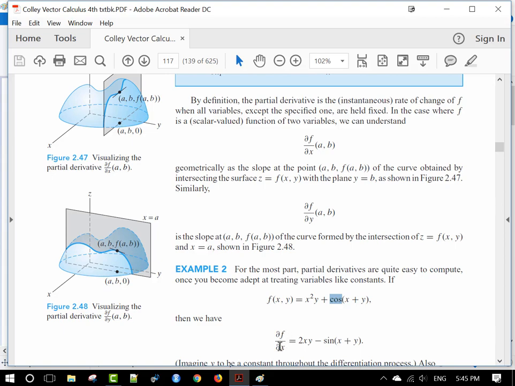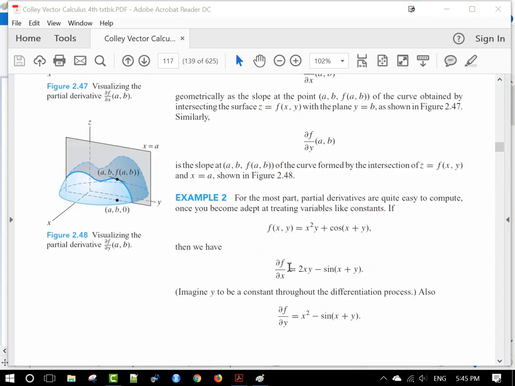So the partial derivative with respect to x is when you hold y constant. So this term will be 2x to the first, and then the constant y, so to speak. And this term will be this one.